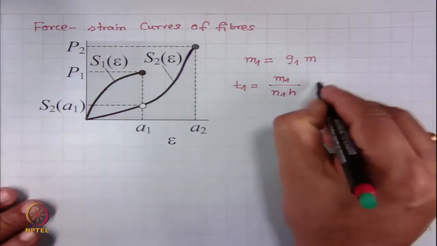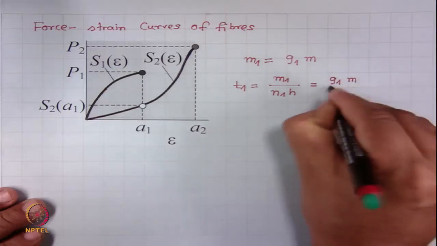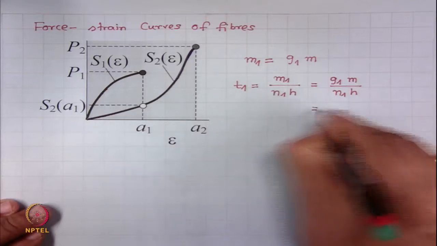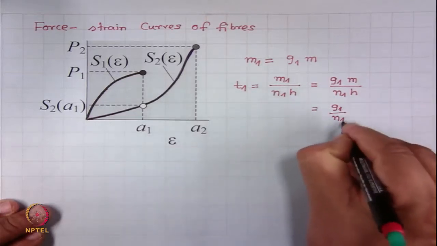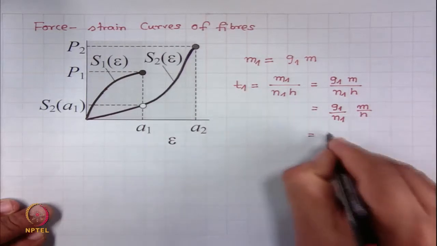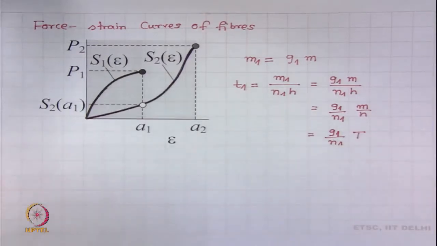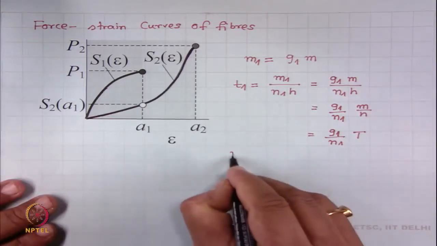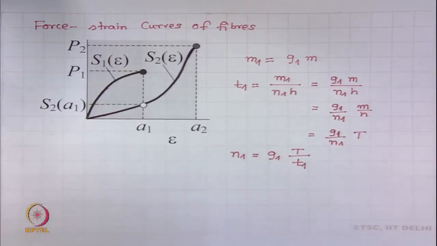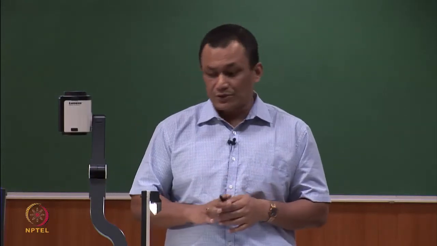Right. If we substitute M1 by G1 M, over N1 into h, we can write it further. G1 by N1, M by h is the bundle fineness, into T. T is bundle fineness, M by h. So, N1 is equal to G1 capital T by small t1. So, how many type 1 fibers are present is possible to calculate using this formula.